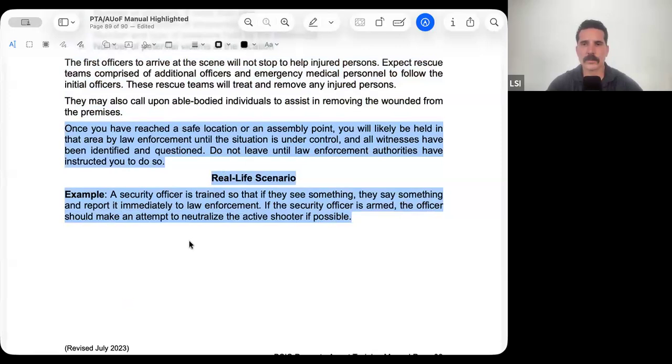Once you have reached a safe location or an assembly point, you will likely be held in that area by law enforcement until the situation is under control and all witnesses have been identified and questioned. Do not leave until law enforcement authorities have instructed you to do so. Real life scenario example: a security officer is trained so that if they see something, they say something and report it immediately to law enforcement. If the security officer is armed, the officer should make an attempt to neutralize the active shooter if possible.